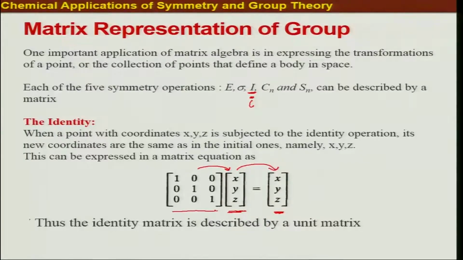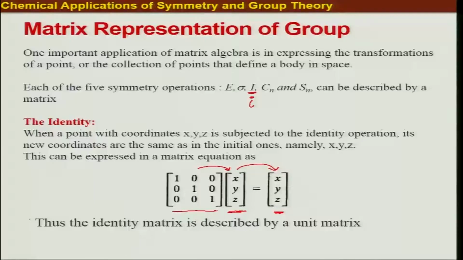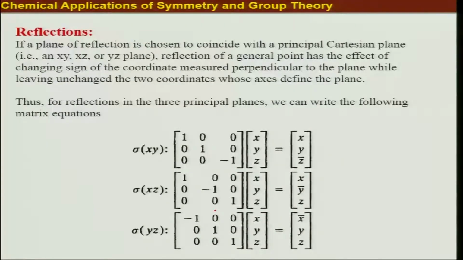So this was very easy, right? In order to represent an identity symmetry operation, which can act upon any given point, any general point whose coordinates are x, y and z, that particular matrix will be a unit matrix, or the identity matrix. So very easily we can get the matrix representation for this identity operation. Now let's move on to other types of symmetry operations. We will start with reflection next.